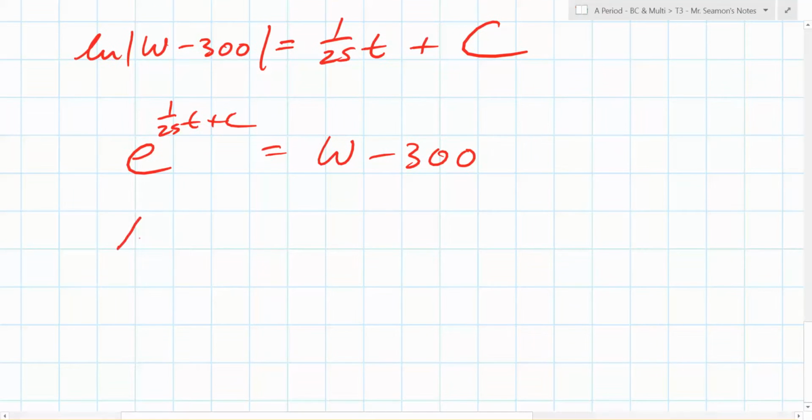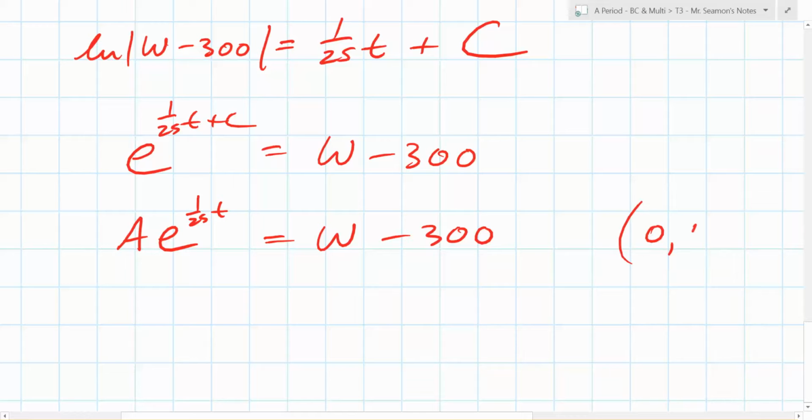So they do that thing where you make it A e to the 1/25 t equals w minus 300. But what's your initial condition? When t is 0, what's w? 1400. So when you plug that in, A e to the 0 is equal to 1400 minus 300. So what does A equal?